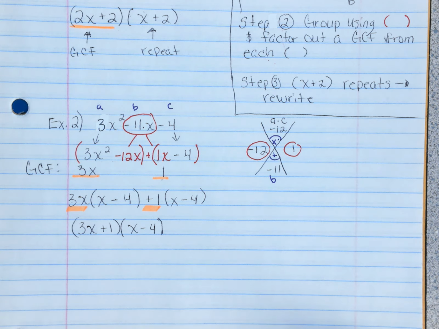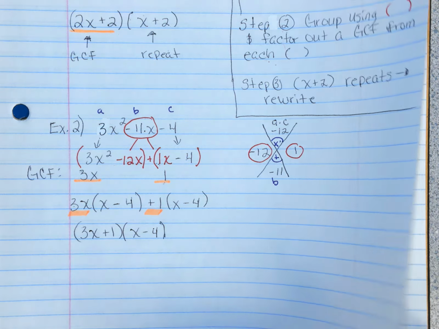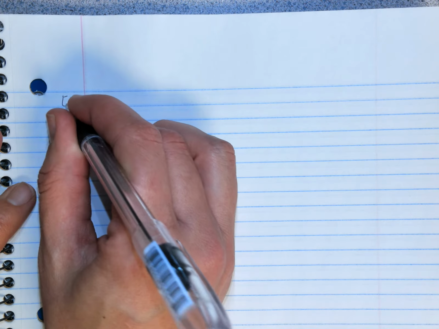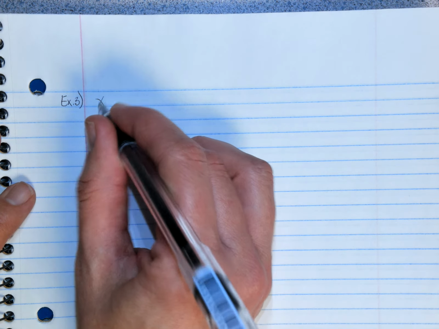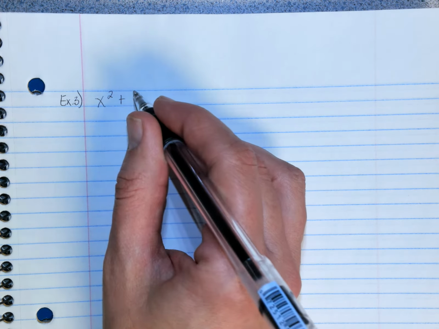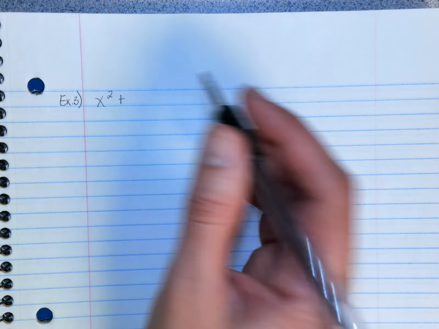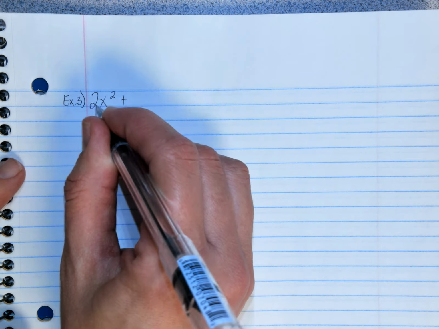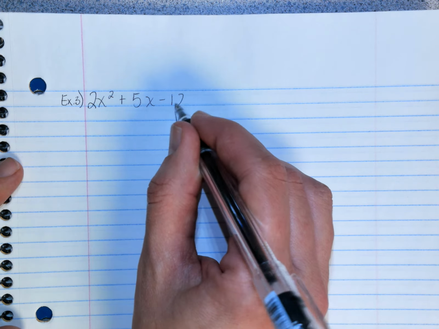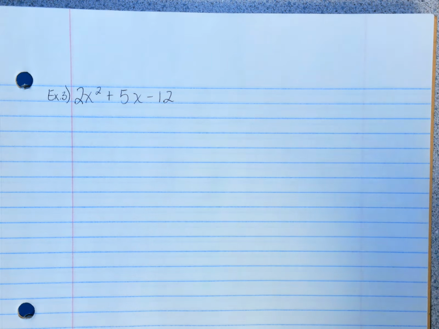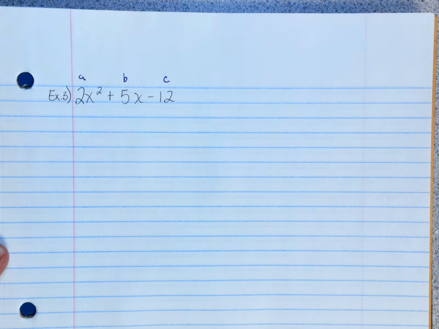Okay. I want to do a few more just to make sure you guys feel comfortable with this pattern. Let's go ahead and turn the page. Let's do x squared. Actually, I will do 2x squared plus 5x minus 12. First step, I do the AC method. Once again, if you want to write the little letters above here to help remind you where everything goes, that is helpful.